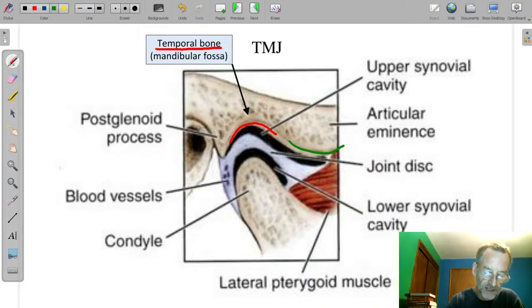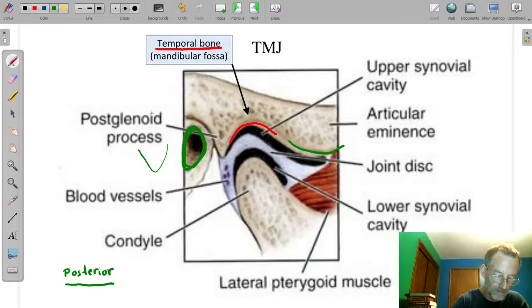Here is the external auditory meatus, if that gets you located. And the mastoid process would be behind that. So anterior is to the right. And posterior is to the left. And we are, of course, looking at a lateral view. Okay? So here are the structures.